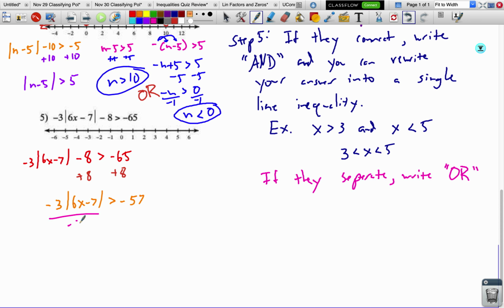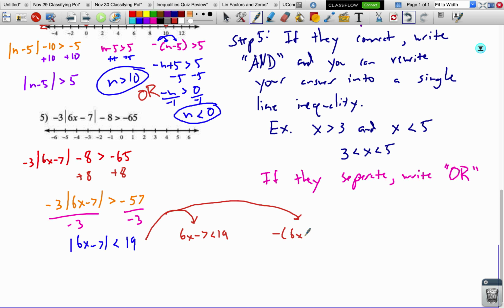Divide both sides by negative 3. I just divided by a negative. I need to remember to flip my inequality symbol. So now I've got the absolute value of 6x minus 7 is less than, I believe that's 19. Okay, we can split it into the positive and the negative case now. So in the positive case, we get 6x minus 7 is less than 19. And in the negative case, we get negative parentheses 6x minus 7 is less than 19.